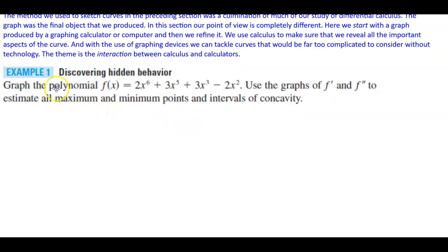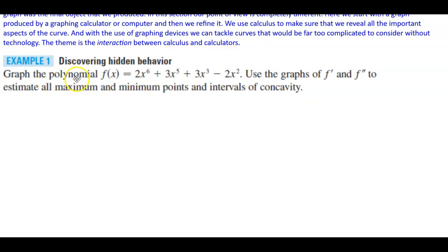So for example 1, we want to discover hidden behavior. We want to graph the polynomial f of x equals 2x to the 6th plus 3x to the 5th plus 3x cubed minus 2x squared. We're going to use the graphs of the first derivative and the second derivative to estimate all the maximum and minimum points and intervals of concavity. So let's go ahead and graph this.